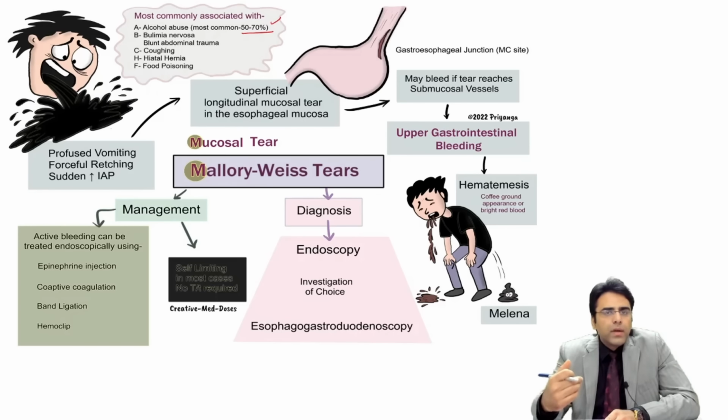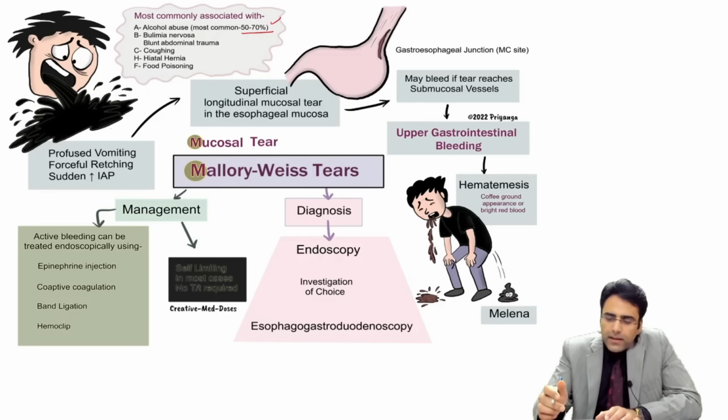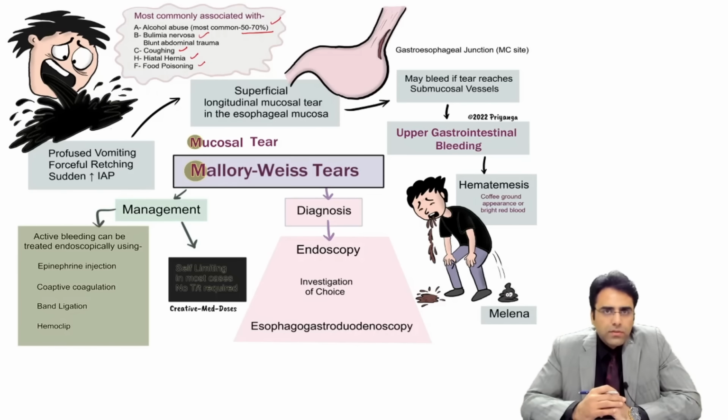Now, why is it so? Because the patients who are chronic alcoholics have repeated bouts of vomiting. So due to this repeated eructations and vomiting, there is a tear in the mucosa, and that is called Mallory-Weiss tear. Again, in bulimia nervosa, these patients again do repeated vomiting, so they also develop it. Then, due to repeated coughing in patients of hiatus hernia and food poisoning. So these are the risk factors associated with Mallory-Weiss tears.